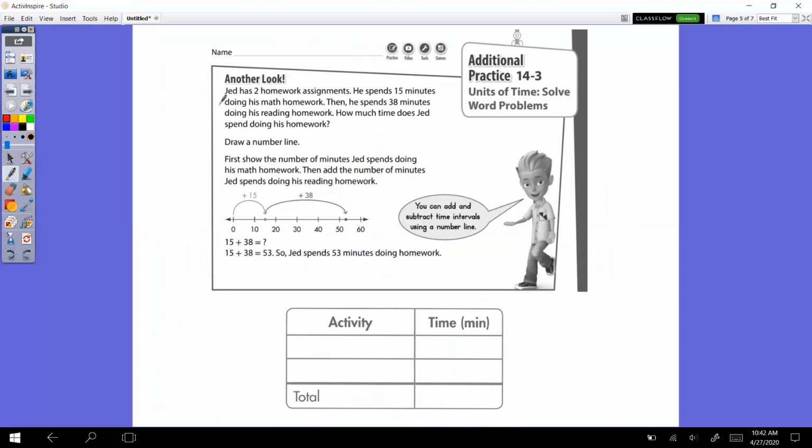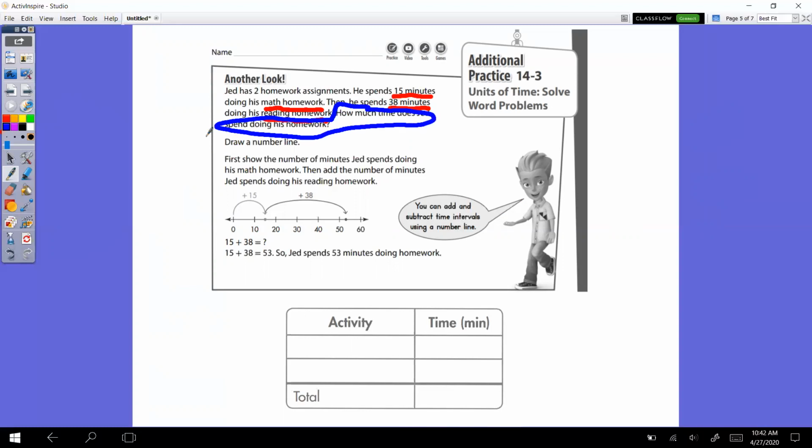Okay, it says Jed has 2 homework assignments. He spends 15 minutes doing his math homework. And then he spends 38 minutes doing his reading homework. How much time does Jed spend doing his homework? Okay, so it's asking us to figure out how much total time he spends doing his homework.